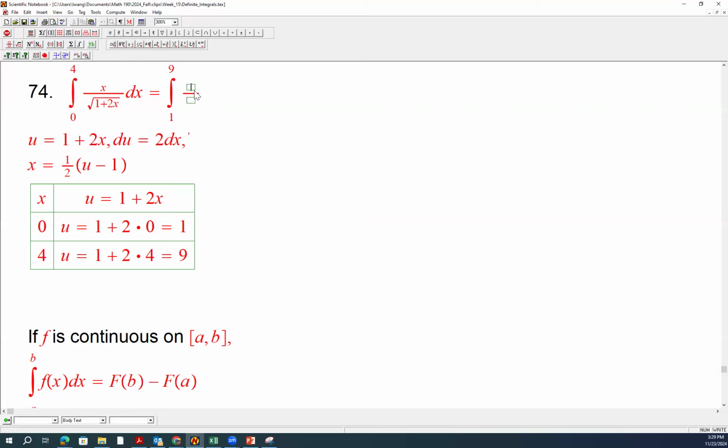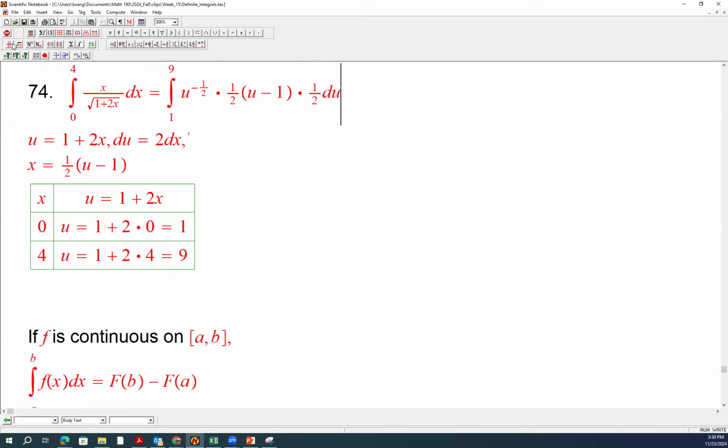x will be substituted by half of u minus 1. And the denominator is the root of u, right? Root of u is really u raised to the power of negative half. Okay, so we're done with this part. We're going to replace x by that piece. And how about dx? dx is half du.